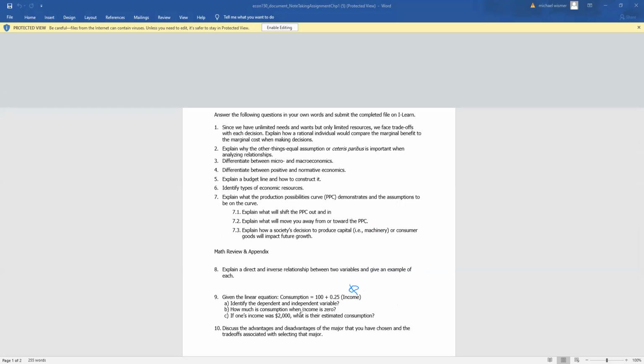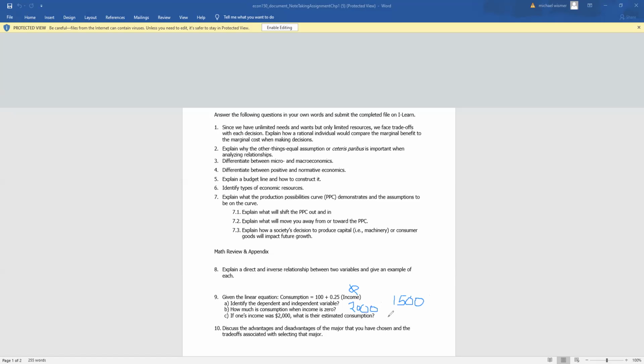Part C, if one's income is 2,000, what is their estimated consumption? So instead of zero, now I'm going to put 2,000 in here in terms of income. And so now I have 100 plus 0.25 times 2,000. So 0.25 times 2,000 is 500. So now I have consumption equals 100 plus 500. So now my consumption would be 600 if my income were 2,000.